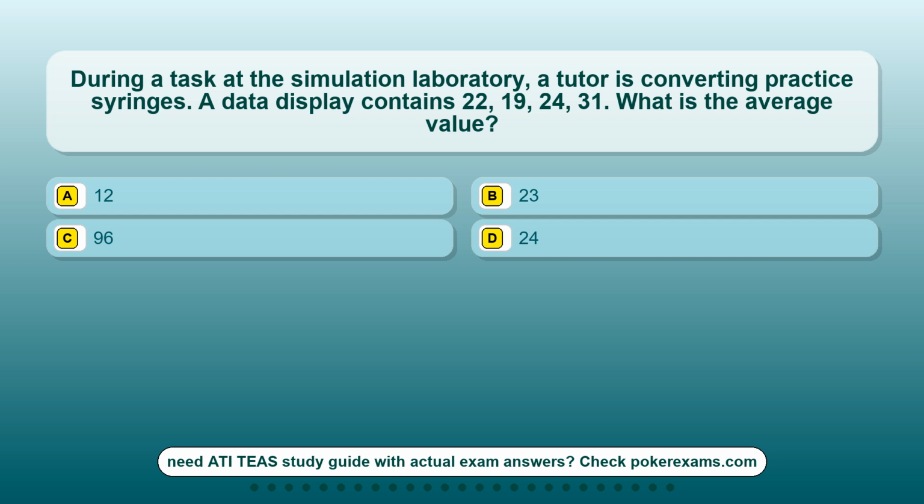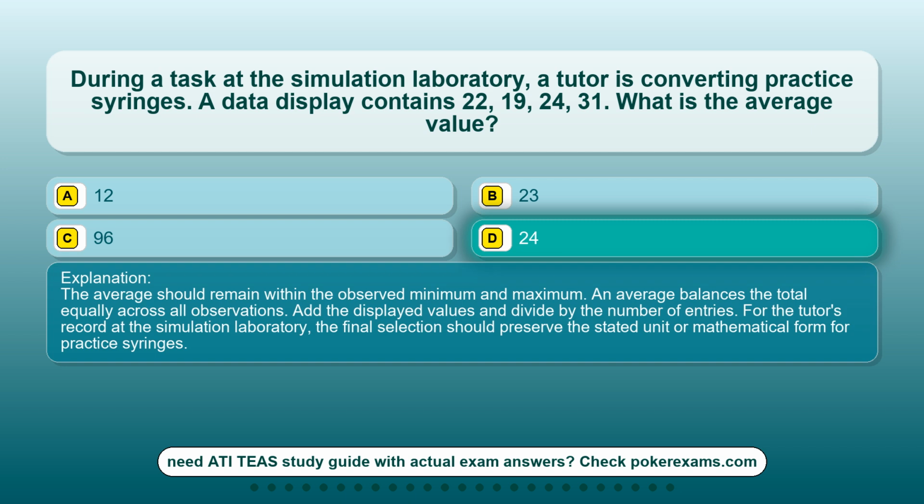Question 1. During a task at the simulation laboratory, a tutor is converting practice syringes. A data display contains 22, 19, 24, 31. What is the average value? Option A, 12. Option B, 23. Option C, 96. Option D, 24. The correct answer is option D, 24.